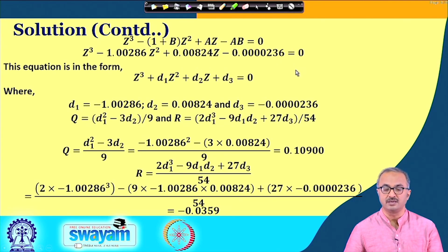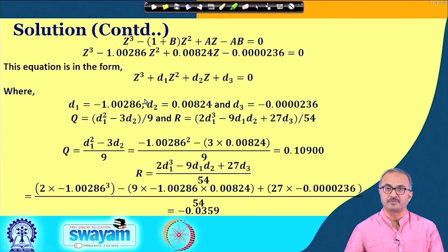Now, in the lecture I showed you that we have this form of the equation. Based on this form, we use Cardano's method to find the values of z, these three values of z. Please understand these values of z may be positive, negative or even imaginary.